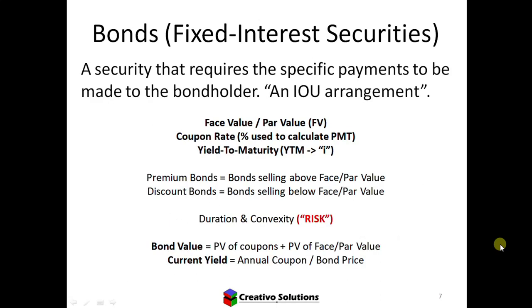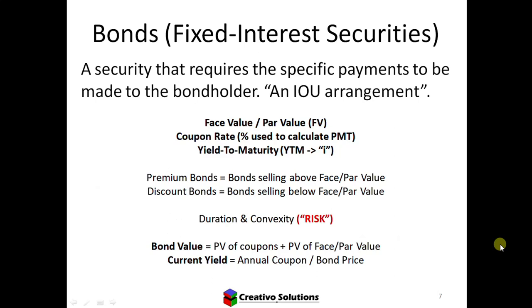Let's move towards your time value of money calculations. When doing a bond calculation, you need to remember this context. Just remember, a bond is a security that requires the specific payment to be made to the bondholder. It's basically an IOU arrangement. So you're buying these bonds, and those bonds are going to be providing you with a certain amount of interest in the form of a coupon payment every period.